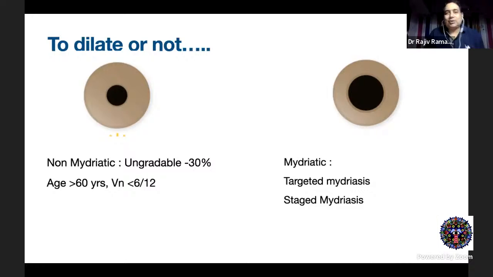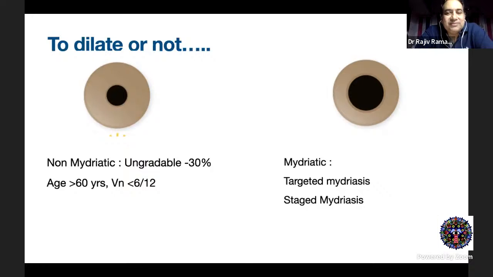Whether to dilate or not to dilate for doing a retinopathy screening: when we use a non-mydriatic camera and take the images, a third of them will become ungradable. You cannot grade these images. And this was one of our studies where we also found that this is mainly in people who are aged more than 60 years, or whose vision is less, an indirect surrogate measure of cataract.